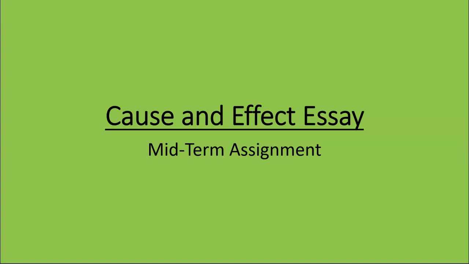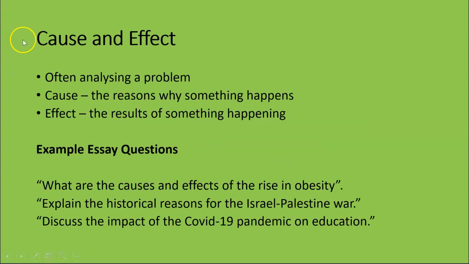Okay, so what is cause and effect? So cause and effect is a kind of writing. We often use it to analyze a problem. Cause means the reason why something happens, and the effects means the results of the thing that's happening. So the impact of this thing.